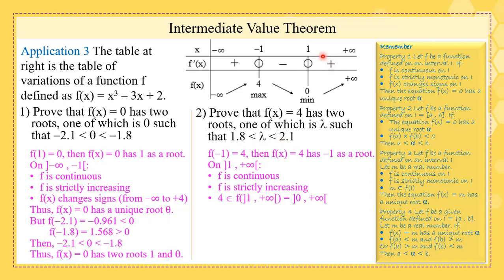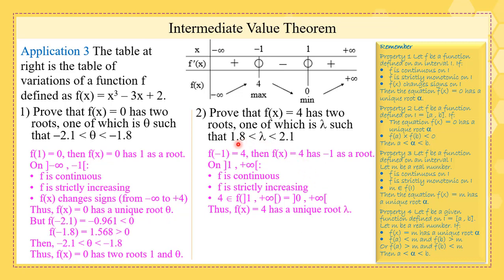Now, what is f of 1 plus infinity? What is the image of the interval 1 plus infinity? It will be the interval 0 plus infinity. And this is very logical because, in fact, 4 belongs to 0 plus infinity. So from these three conditions, we can state that the equation f of x equals 4 has a unique root, lambda. So negative 1 is a root and lambda is another root.